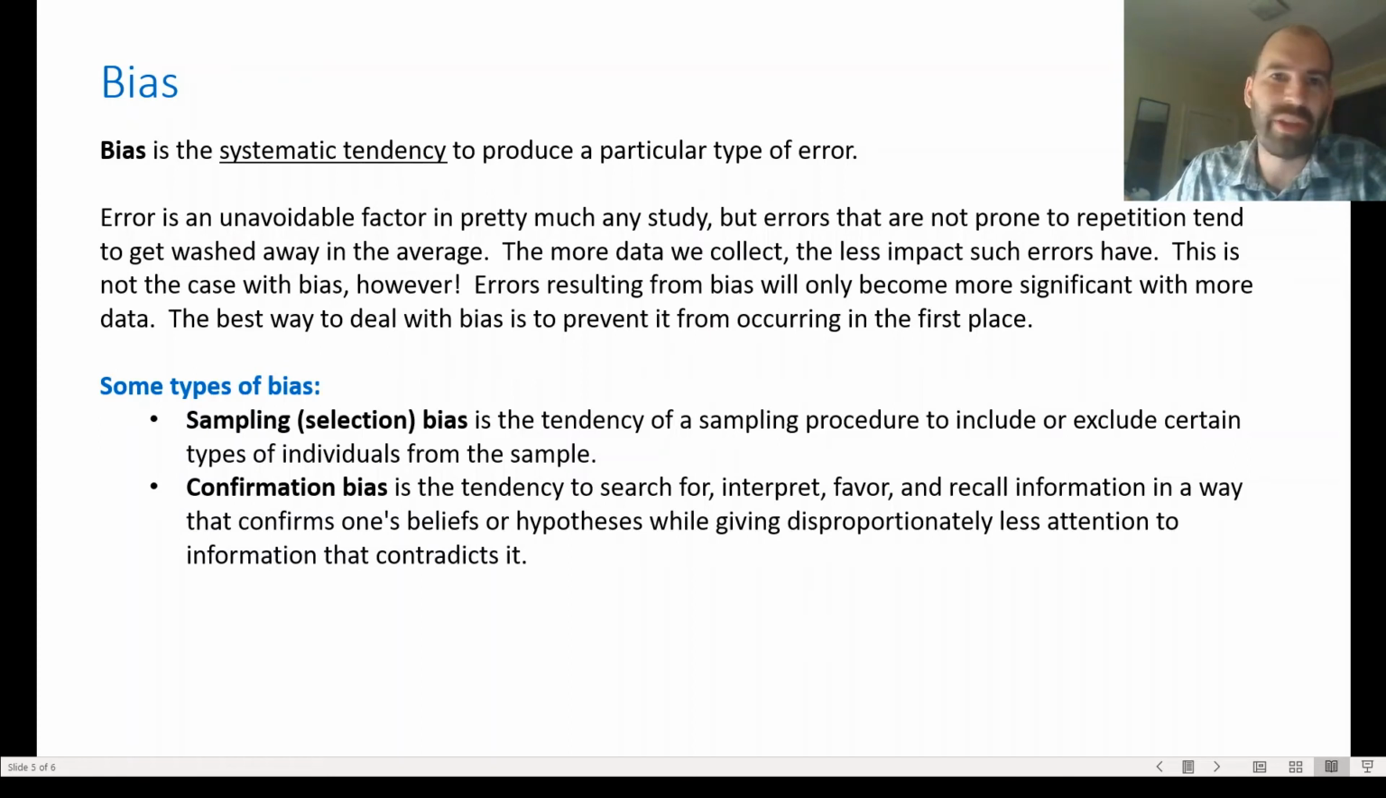Another type of bias is confirmation bias. And this is something that I think we all do. You have to admit, everybody does this. It's a tendency to search for, interpret, favor, and recall information in a way that confirms one's beliefs or hypotheses while giving disproportionately less attention to the information that contradicts it. So in other words, we hear what we want to hear, right?